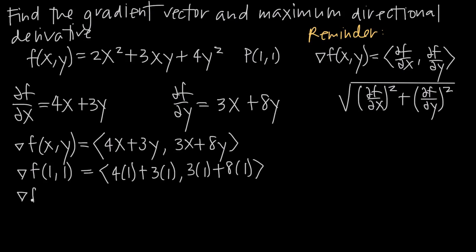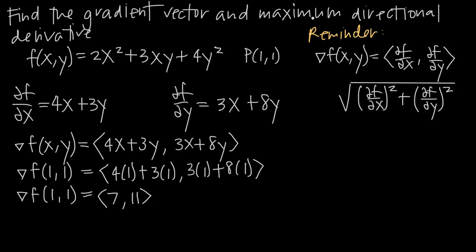So then we'll say the gradient of f at the point (1, 1) is going to be 4 plus 3 is 7, and then 3 plus 8 is 11, so it's (7, 11). So this vector notation represents the gradient vector of the multivariable function at this particular point.